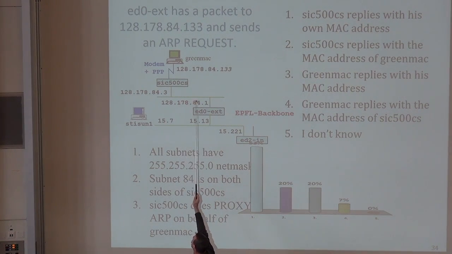Because if it responds with the MAC address of Green Mac, it doesn't help, because the packet should be forwarded at the MAC layer to SIG 500CS. Well, this is exactly what is called proxy ARP. Proxy ARP means, in a case like this, you respond for someone else's MAC address.